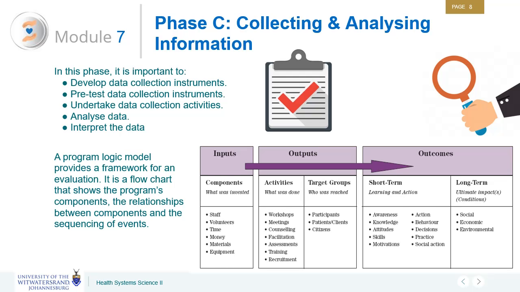And when we look at the outcomes, we want to see what came out of this. So this is the learning and action areas. So what knowledge or attitudes or skills or motivations were needed and what was produced at the end of the evaluation.